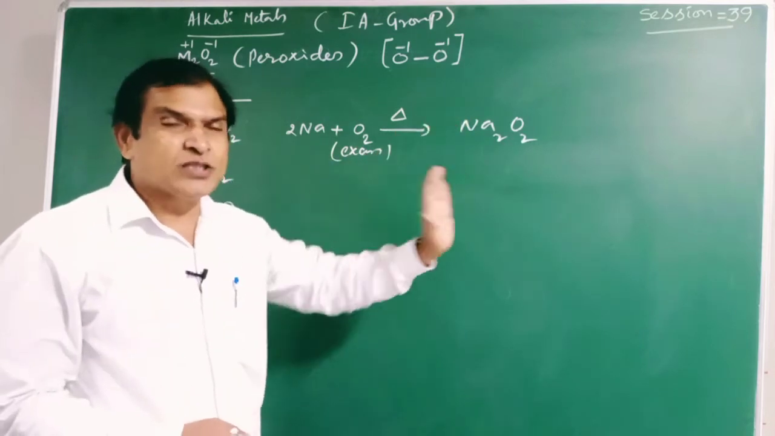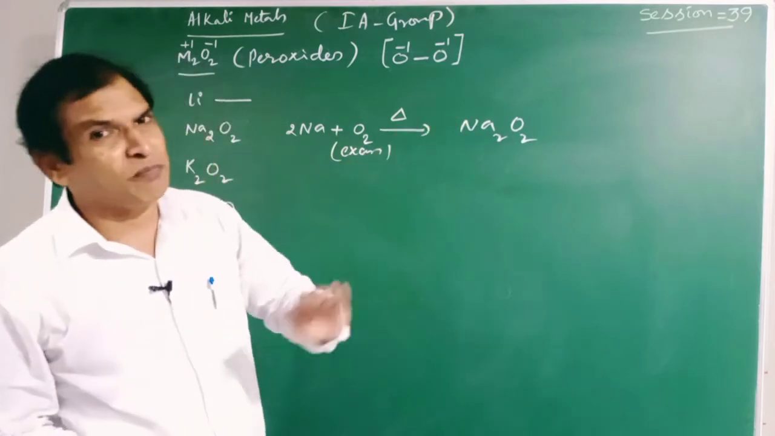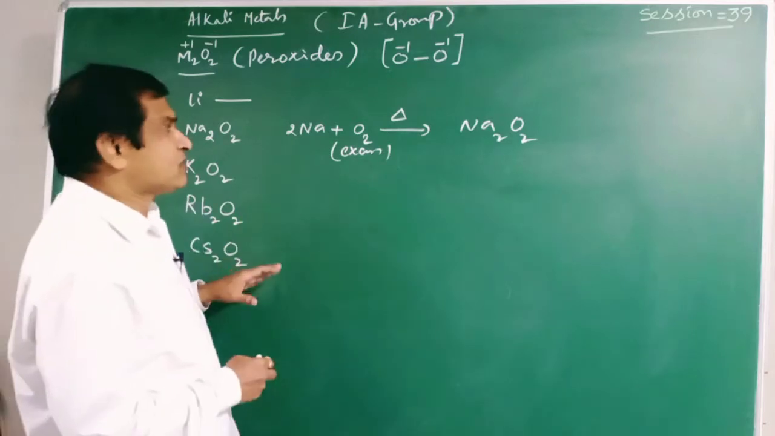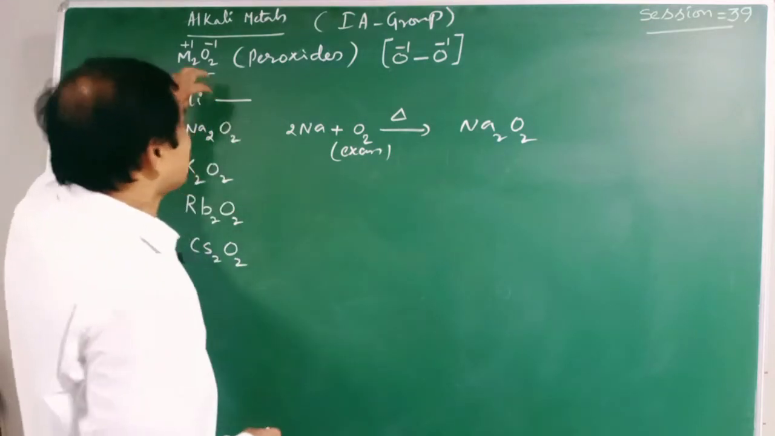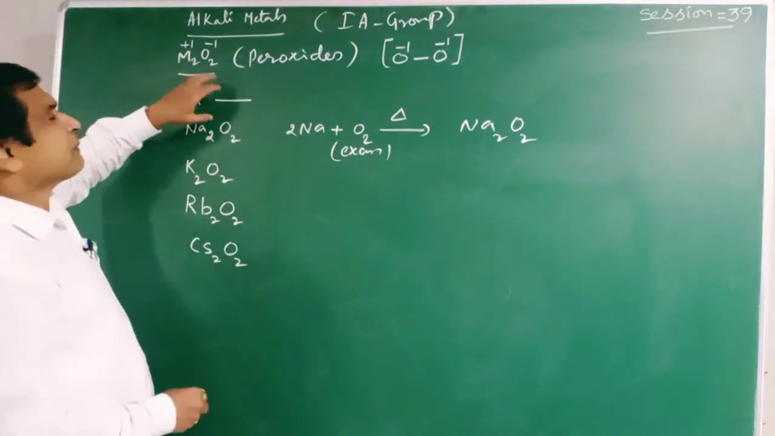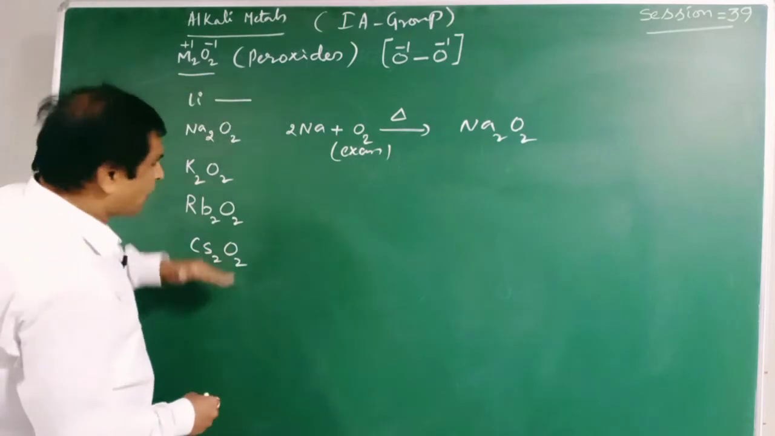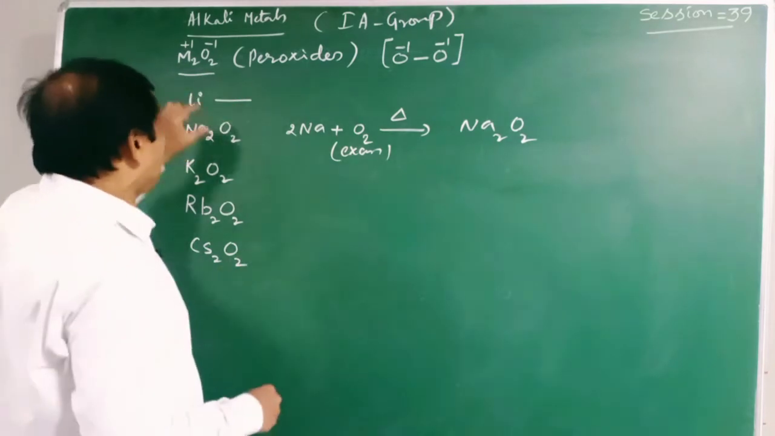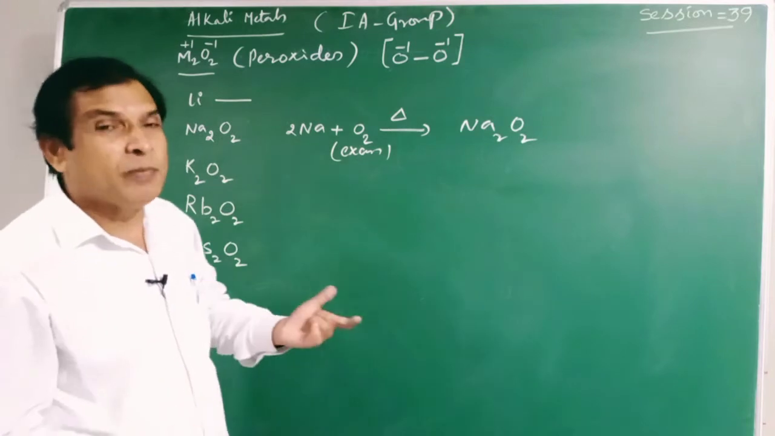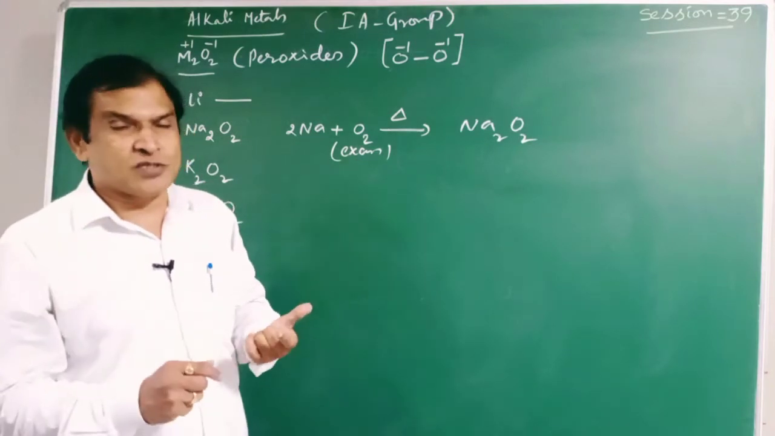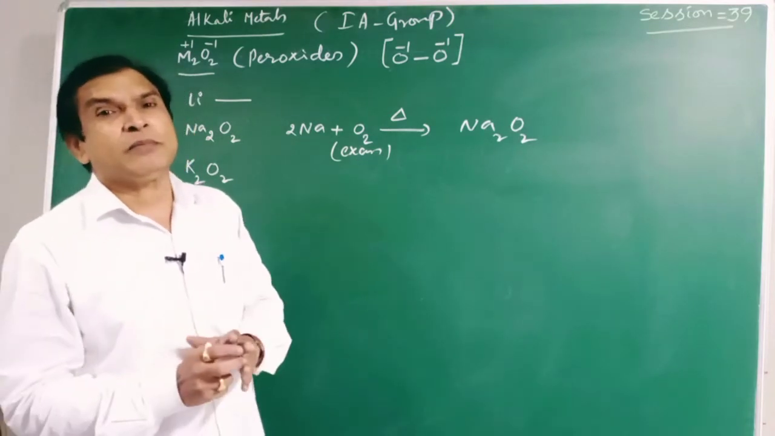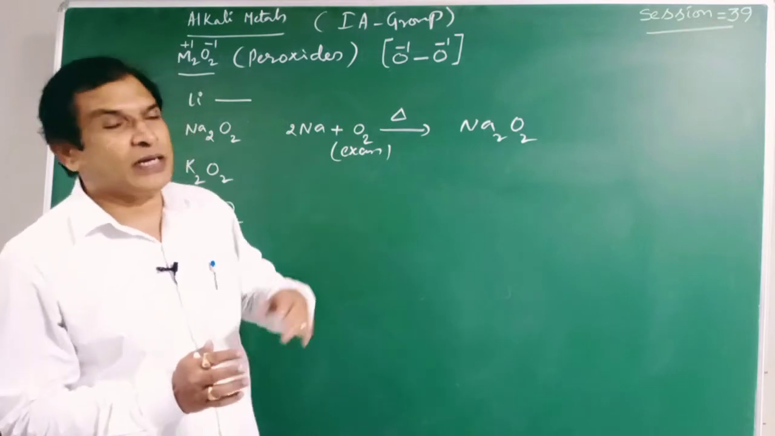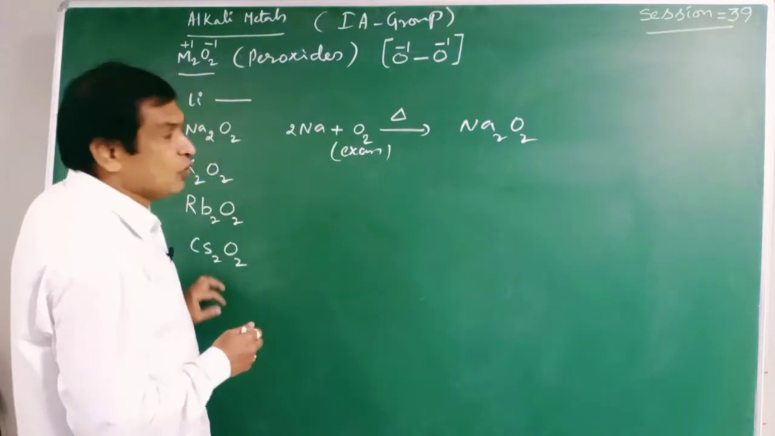Sodium peroxide, potassium peroxide, rubidium peroxide, cesium peroxide. So that is the first step. What elements can form peroxides? Except lithium, the rest of the elements can form stable peroxides. Why can lithium not form stable peroxide? Because of its small size, lithium cannot form stable peroxide. The rest of the alkali metals can give the peroxides.